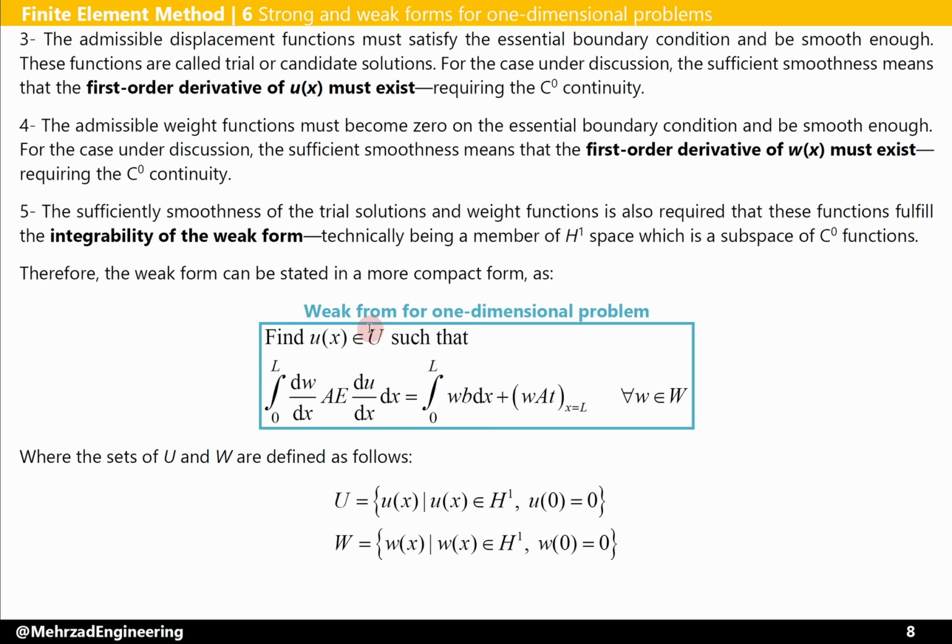Also, we could restate the weak form in a more compact form by defining two sets, of u and w. Set of u is all functions u of x such that u of x belongs to H1 and u of 0 is equal to 0. Set of w is all functions w of x such that w of x belongs to H1 and w of 0 is equal to 0. So we could state the weak form in a more compact form as I write here: find u of x belonging to the set of u such that these equations are fulfilled for all w belonging to the set of w.